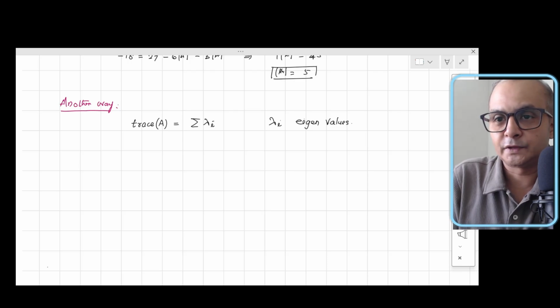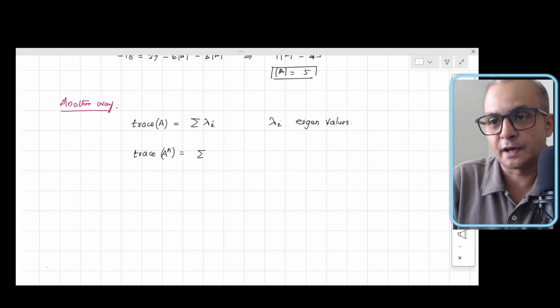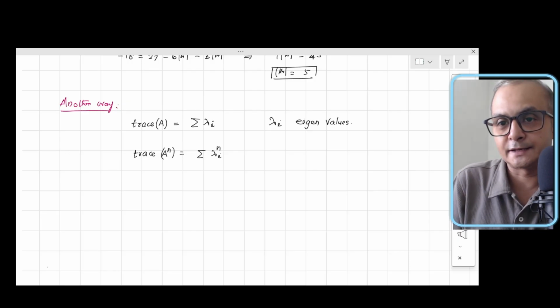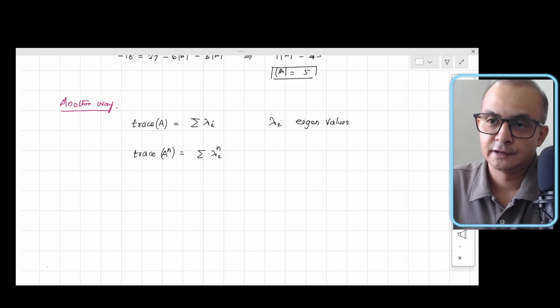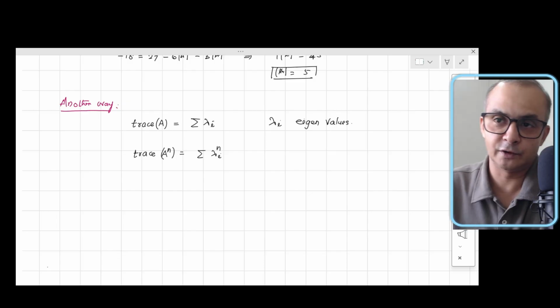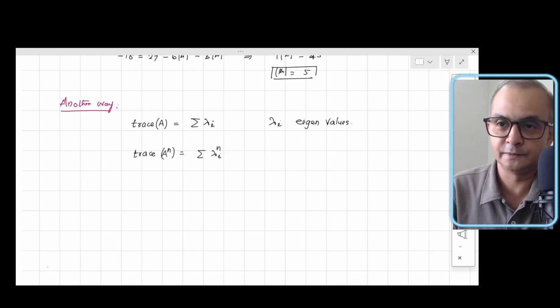What is the trace of A square? Let me write directly. Trace of A to the power n is the sum of the eigenvalues of A to the power same n. The meaning is that suppose the trace of A is the sum of the eigenvalues of A, then the trace of A square is the sum of the squares of the same eigenvalues.